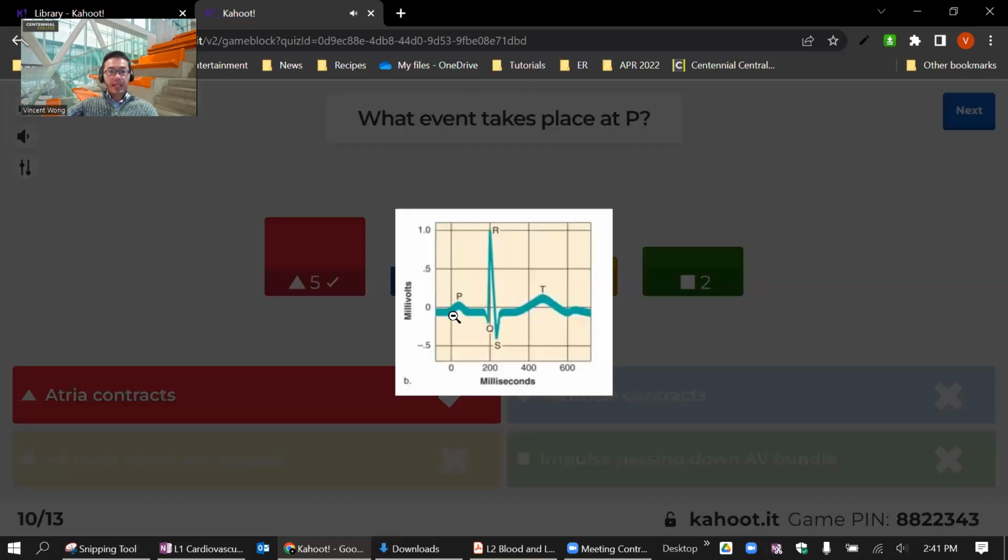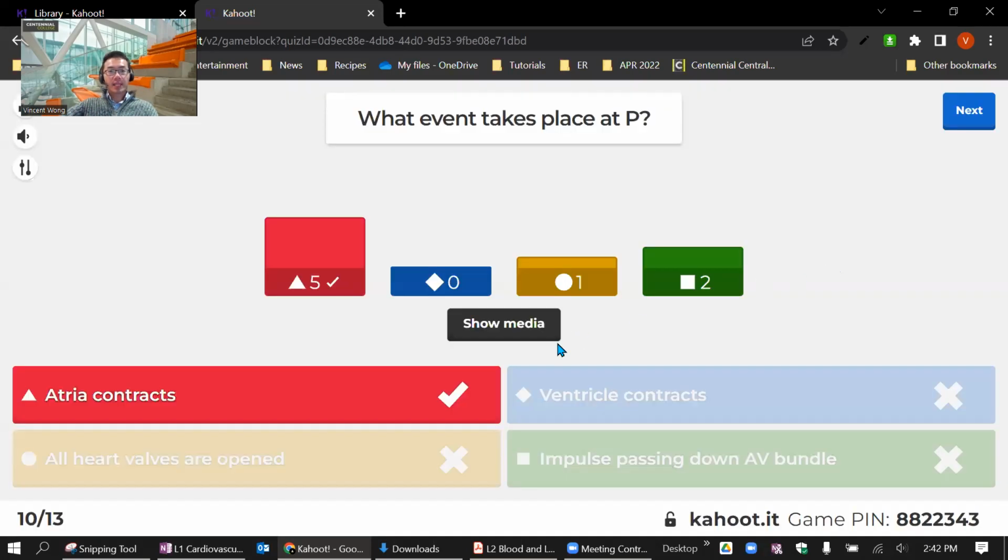So at P, it is the atrial contraction. And this is when the signal is going from the SA node to the AV node. And at R is the ventricular contraction. Okay, so it's asking for P, which means this is the answer.